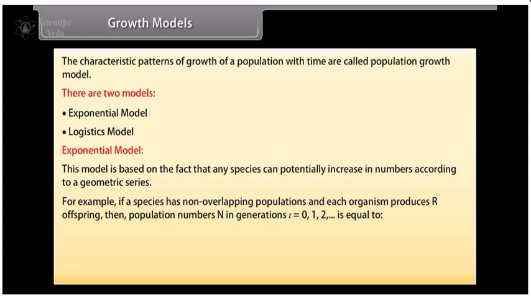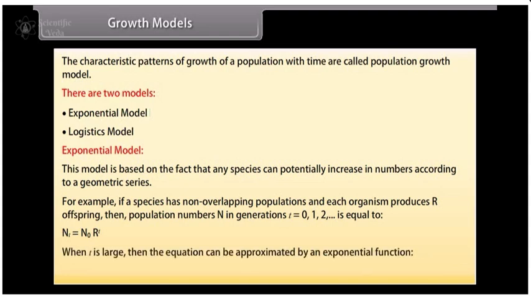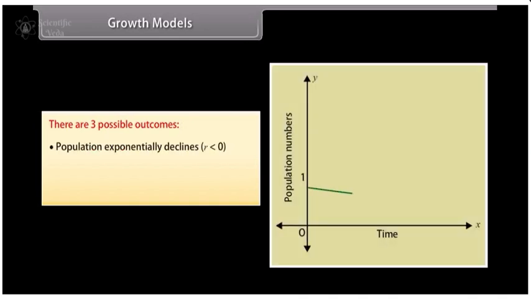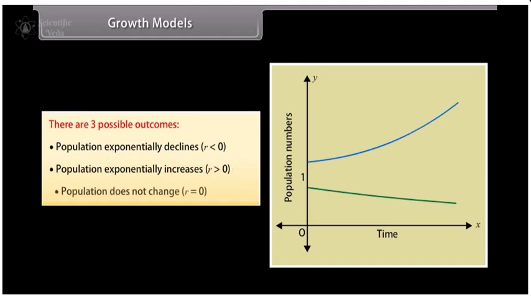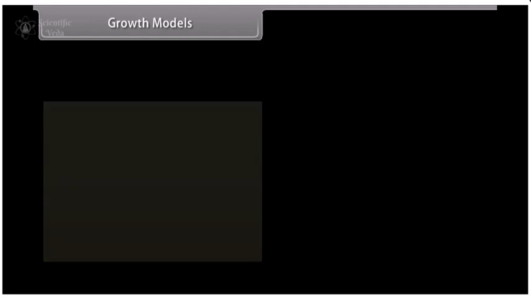in generations t equal to 0, 1, 2, and so on is N(t) equals N0 times R raised to the power t. When t is large, the equation can be approximated by an exponential function, N(t) equals N0 e^(rt). There are three possible outcomes: population exponentially declines, population exponentially increases, or population does not change.